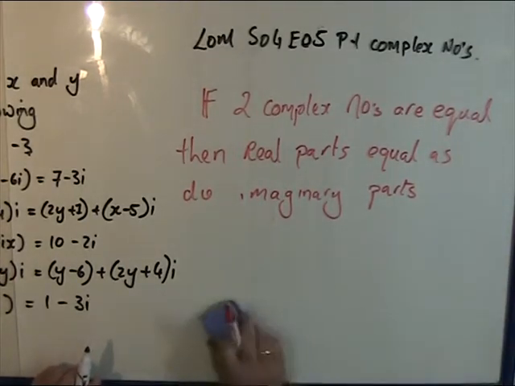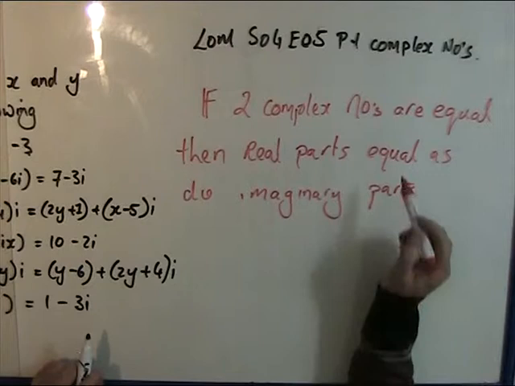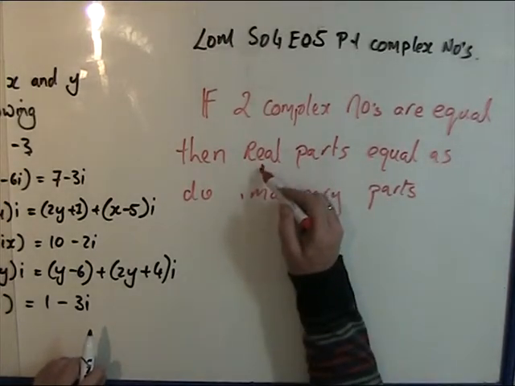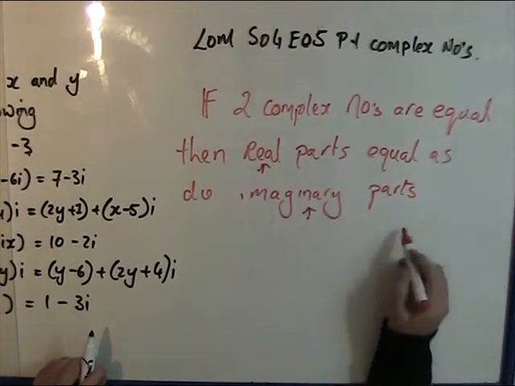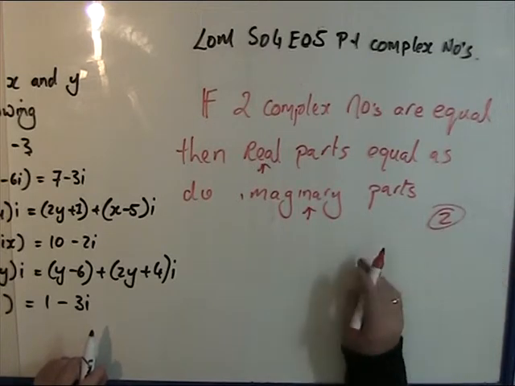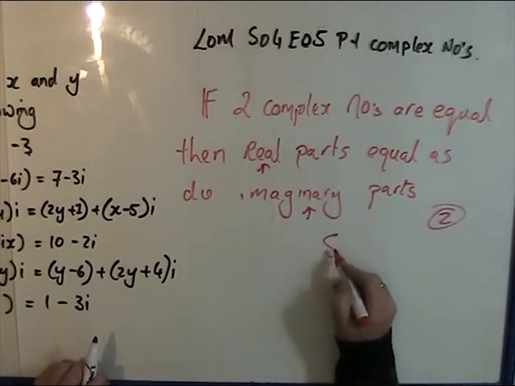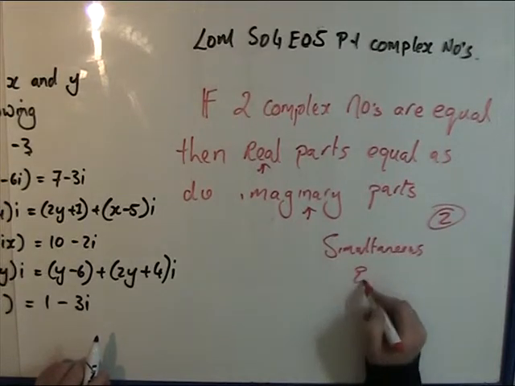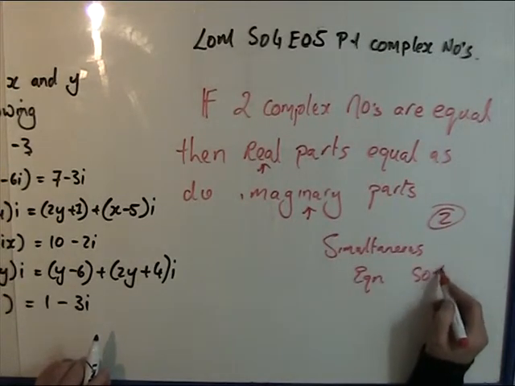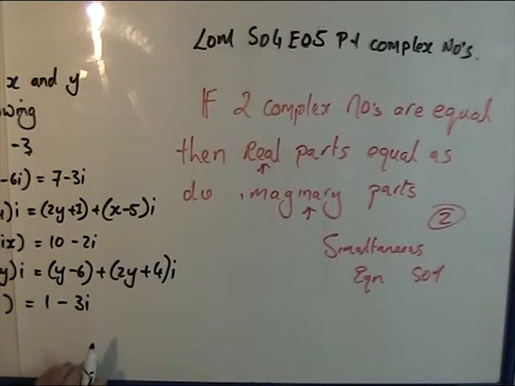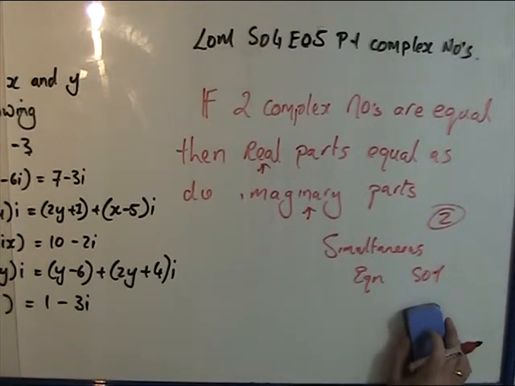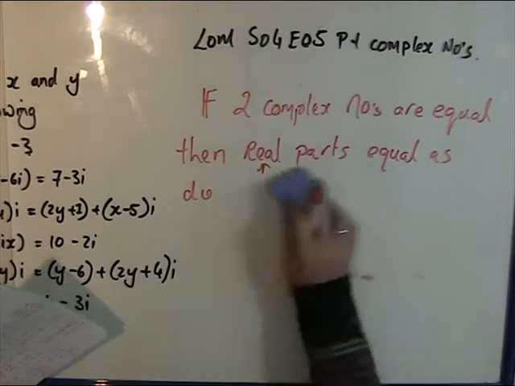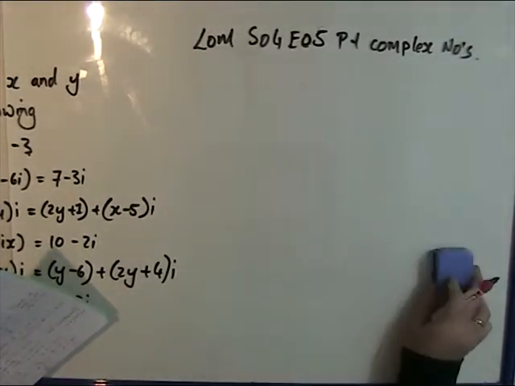But remember, when you're given long equations, you associate the real parts with the reals and the imaginaries with the imaginaries, and you'll get two equations out, and you'll be able to solve them through simultaneous equations. Now simultaneous equations is in Series 1, and it's in algebra. You'll find it in algebra there. So let's do a question related to this.